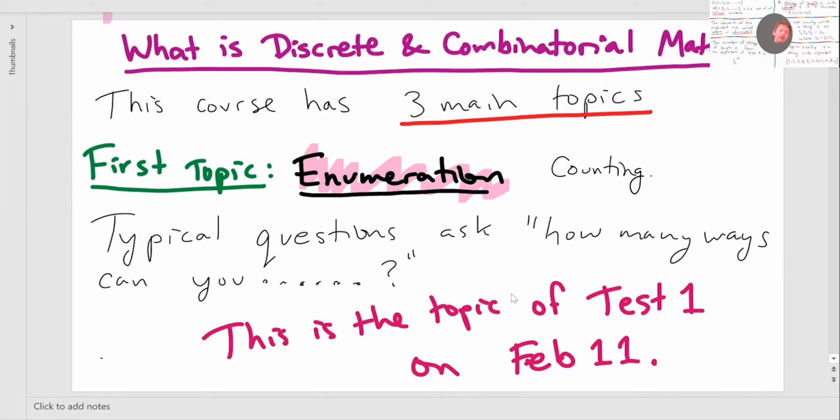So a typical question in this part of the course is going to be, how many ways can you, so on and so forth. So fill in the blank, right? How many ways can you do this? How many ways can you do that? And I want you to be able to count different things. Like I said, this is the topic of the first test, and that test is going to be on February 11th. So that's what we're going to spend the first several lectures on.